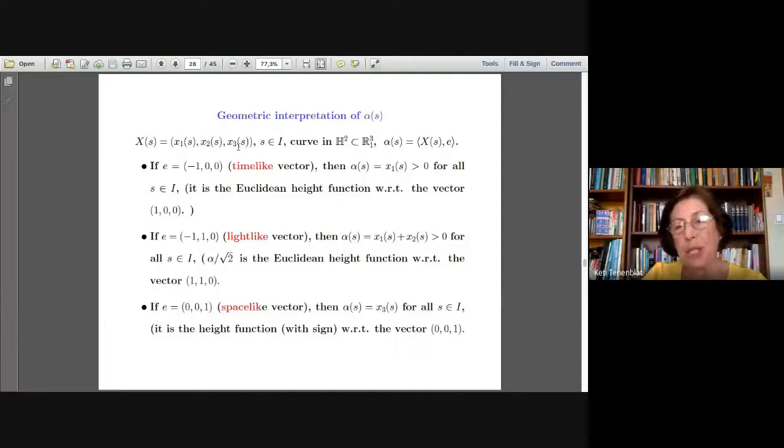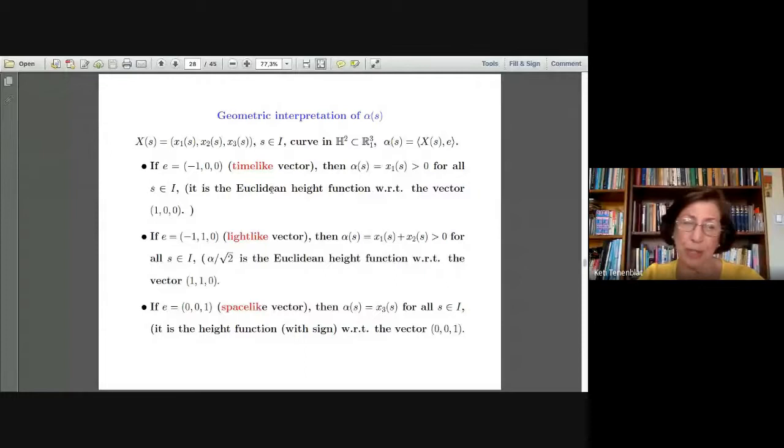And alpha of s is the product of the position vector of the curve with the vector e, depending on which kind of initial condition you started with. So if e is equal to (-1, 0, 0), which is the case of the time-like vector, then alpha will be x1 of s, which will be positive for all s. And you can interpret this as being the Euclidean height function with respect to the vector (1, 0, 0).